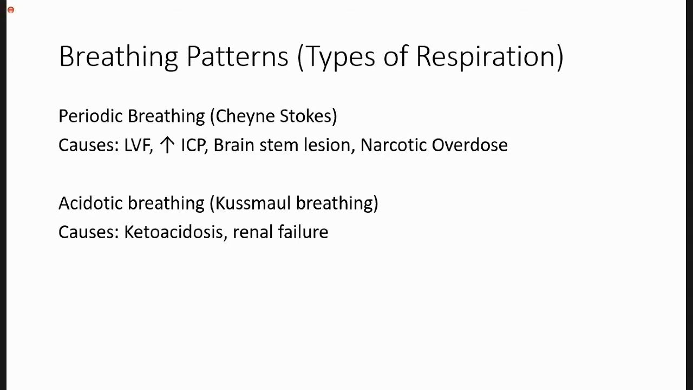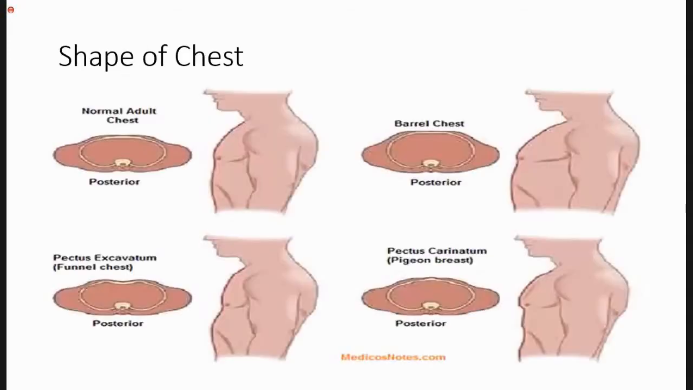Shape of the chest, we will start with inspection. You also look for the shape of the chest. Normal shape of a chest of an adult is where the anterior posterior diameter is less than the transverse diameter. Barrel chests occur when both the diameters are equal, that the AP diameter is equal to the transverse diameter. It occurs because of trapping of the air inside the lungs, such as in emphysema.